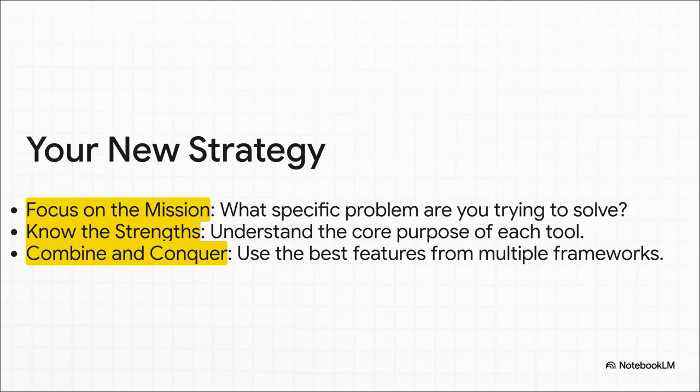First, you start with the mission. What problem are you actually trying to solve? That's it. Then, you know your tools. You understand their strengths. So you say, okay, I need best-in-class data handling. I'm grabbing LlamaIndex. I need powerful agents that can use other tools. That's a job for LangChain. I need a front end, fast. I'm using Chainlit. You combine and conquer. You pick the absolute best tool for each part of the job.